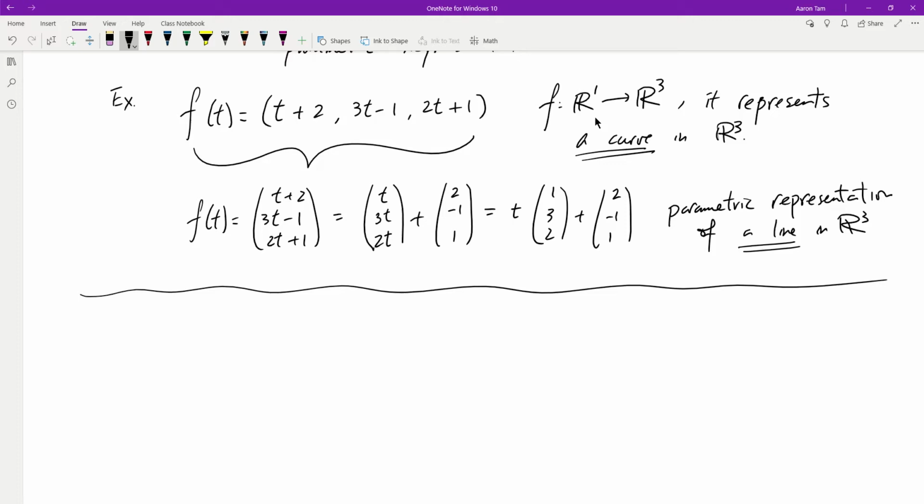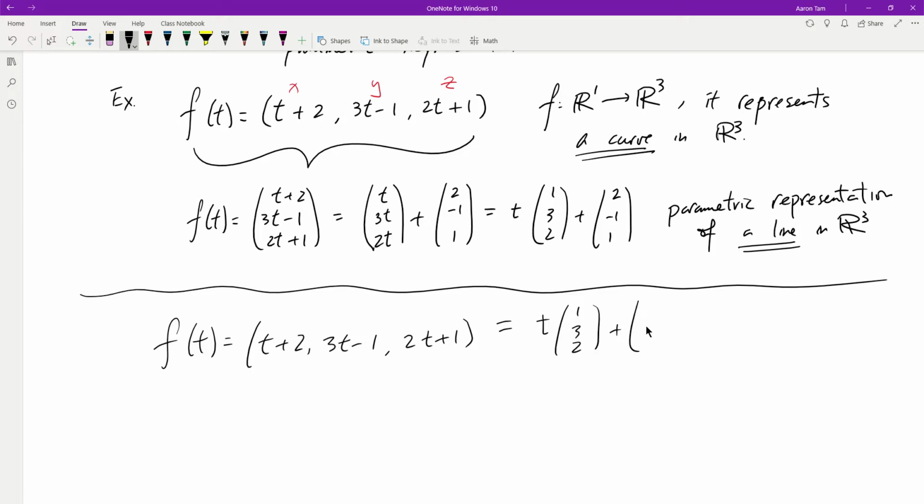Now, the really powerful thing about this type of function is defining a vector valued function through coordinate functions. Like in this case, I have the 3 basic coordinate functions. In this example right here, I basically have this to be x, this to be y, and this to be z. So therefore, f of t equals (t plus 2, 3t minus 1, 2t plus 1). It can be written as this, and it can also be interpreted as this.